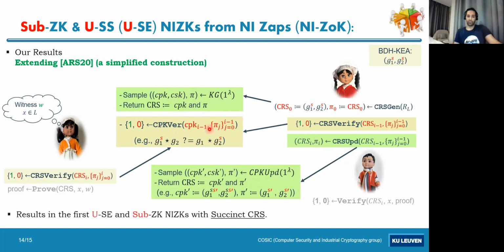So this results in the first updatable simulation extractable and subversion range NIZKs with a succinct CRS. Maybe I should mention that we used the non-interactive Zaps of Groth, Ostrovsky, and Sahai to instantiate our non-interactive Zaps, and also Fuchsbauer and Orrù's non-interactive Zap of knowledge to instantiate our non-interactive Zap of knowledge. And for the key updatable signature, we use the signatures presented in this ARS. For further details, I would suggest checking the paper.